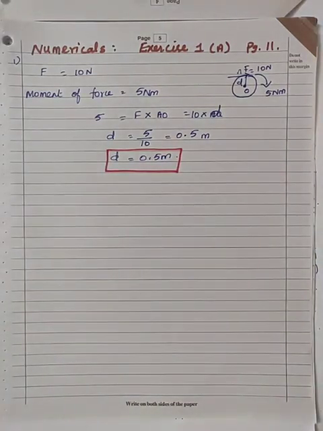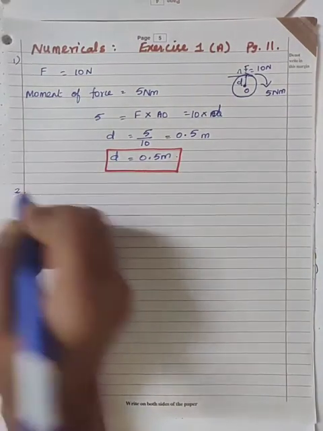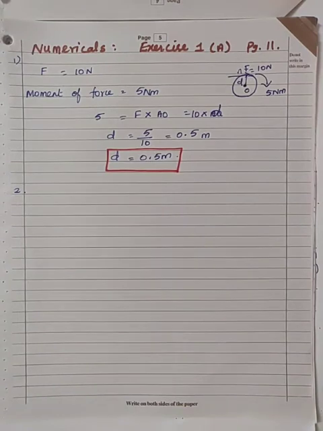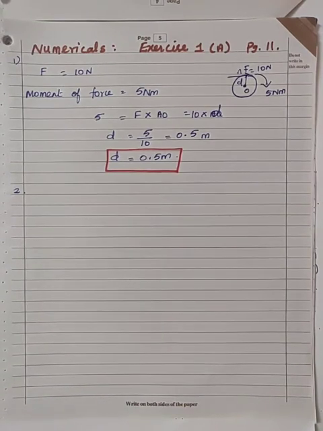Yes, students, come to the second question. A nut is opened by a wrench of length 10 cm. If the least force required is 5 Newton, find the moment of force needed to turn the nut. First we have the diagrammatic representation of that wrench.